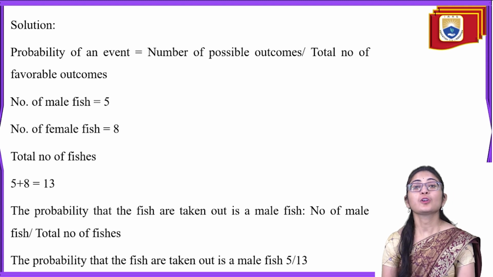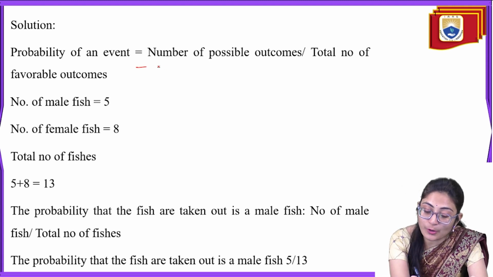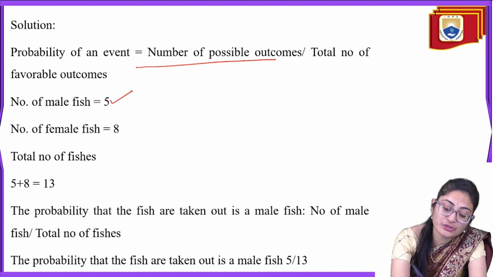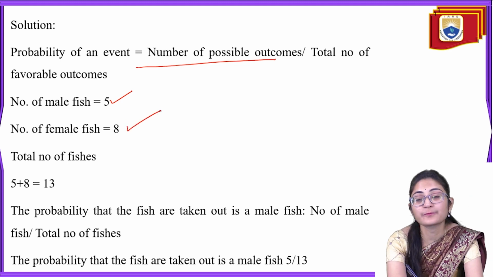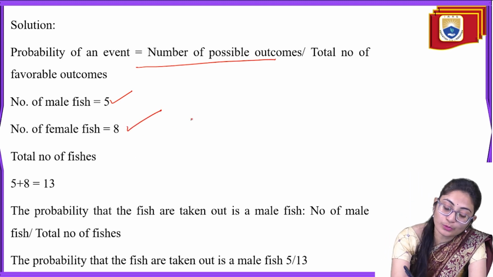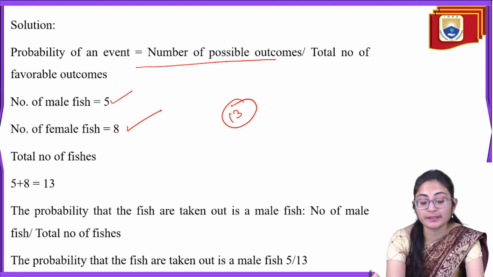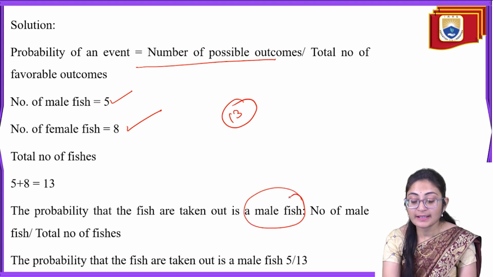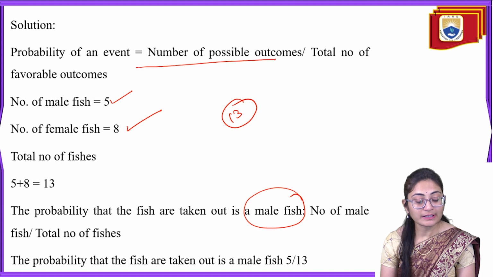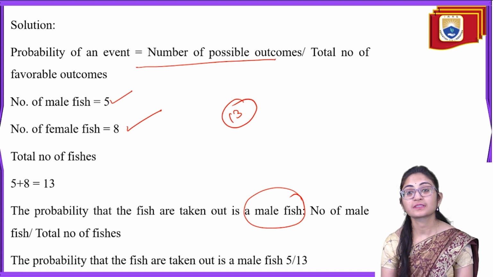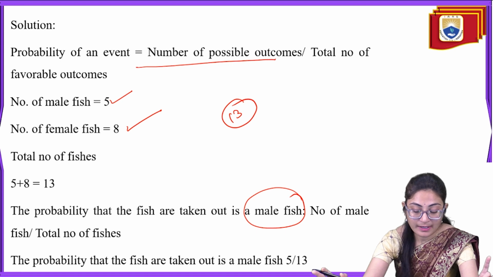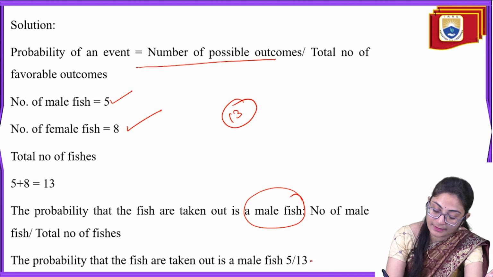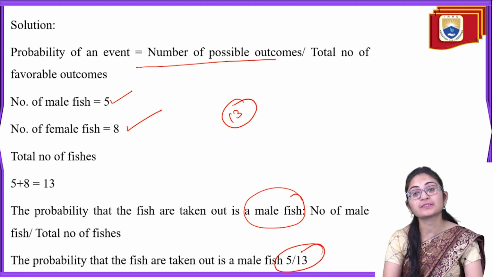Now there is a solution. Probability of an event is the number of favorable outcomes divided by the total number of possible outcomes. Here number of male fish are 5. Total number of female fish are 8. So total number of fishes are 13. Now the probability that the fish taken out is a male fish is the number of male fish divided by the total number of fishes. The probability that the fish taken out is male is 5 by 13.